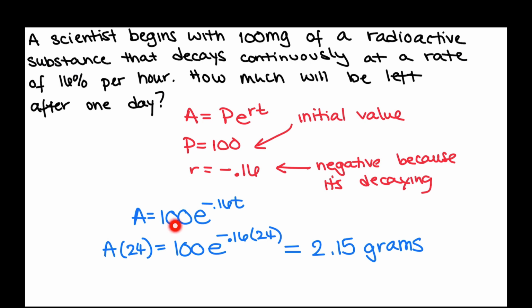So I've got 100 e to the negative 0.16 t, and then I'm going to put 24 hours in for t. And once again, this is something that I have to do with a calculator. I put it into my calculator and got approximately 2.15 grams. I'm happy to help anyone in class or outside of class if you want to see how to do this in a calculator.